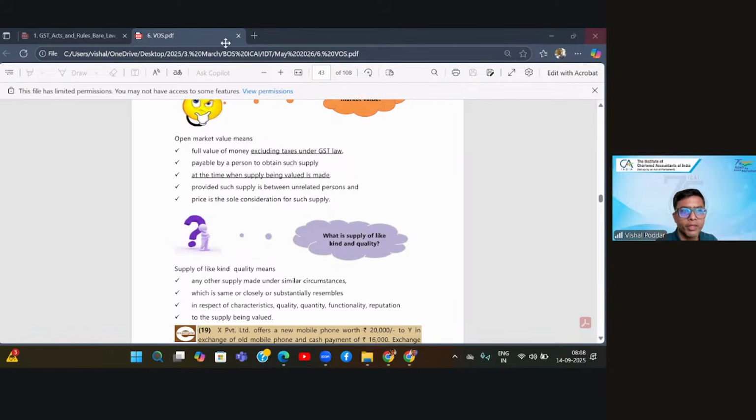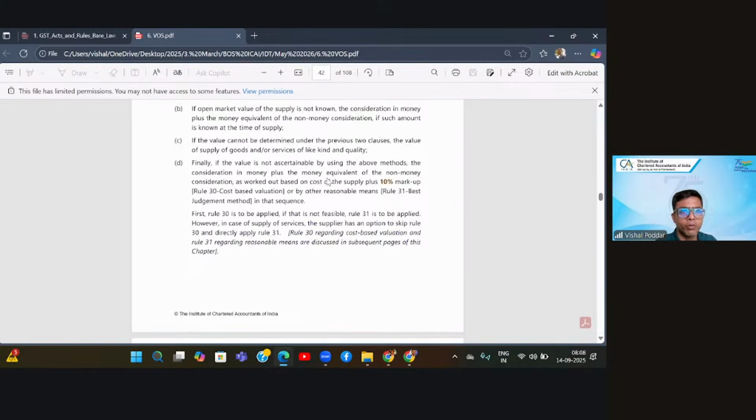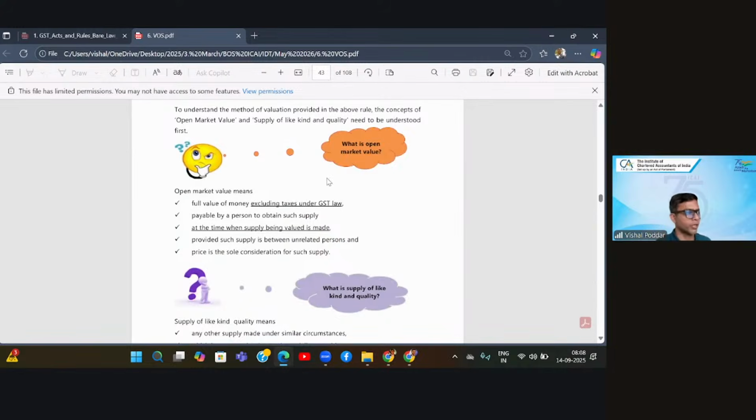See, I partly agree with this point that clause A may not be applicable fully. But why? Understand what clause A is. Whatever definition is written over here is too academic or too theoretical. If I have to give you practically the meaning of open market value, it is the full value of money payable by the recipient to get this supply. Simple.